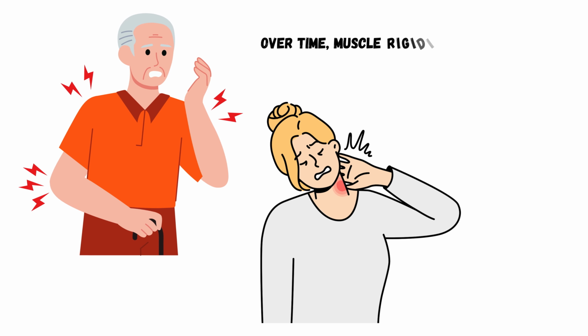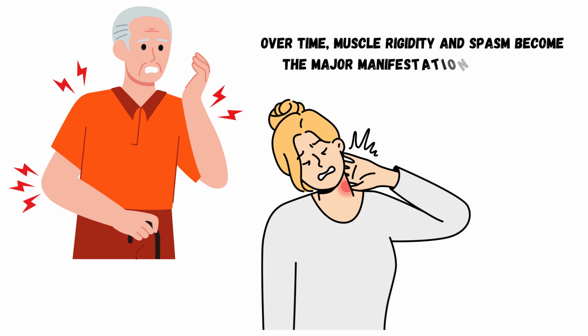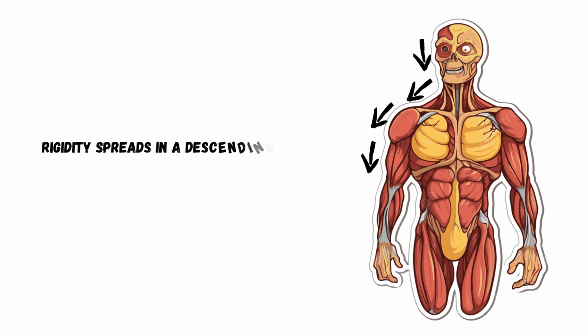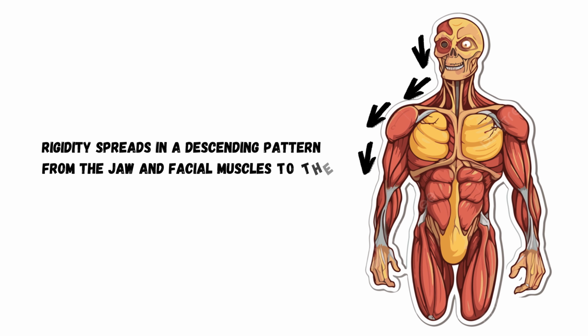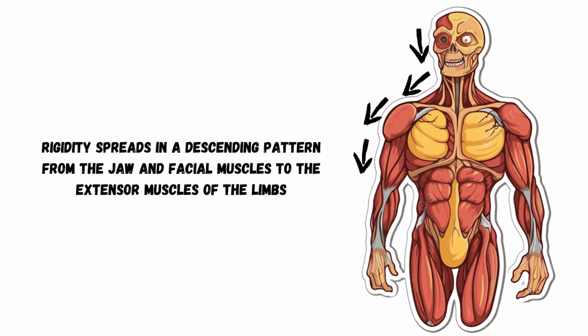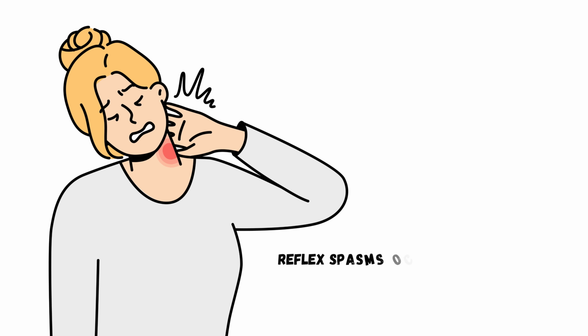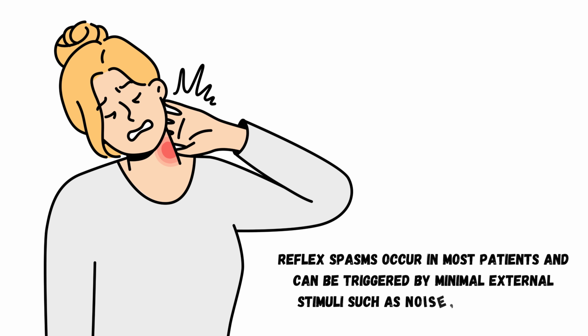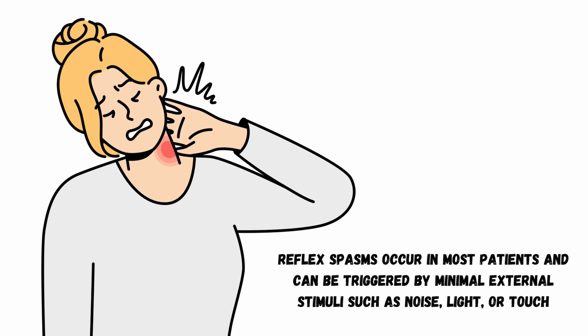Over time, muscle rigidity and spasm become the major manifestations of tetanus. Rigidity spreads in a descending pattern from the jaw and facial muscles to the extensor muscles of the limbs. Reflex spasms occur in most patients and can be triggered by minimal external stimuli such as noise, light, or touch.